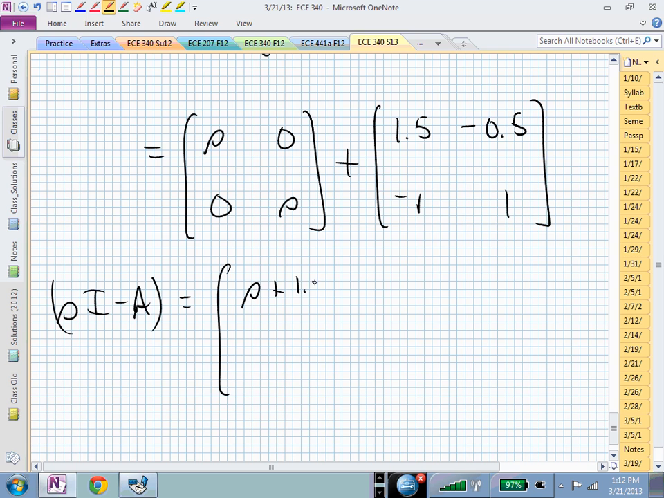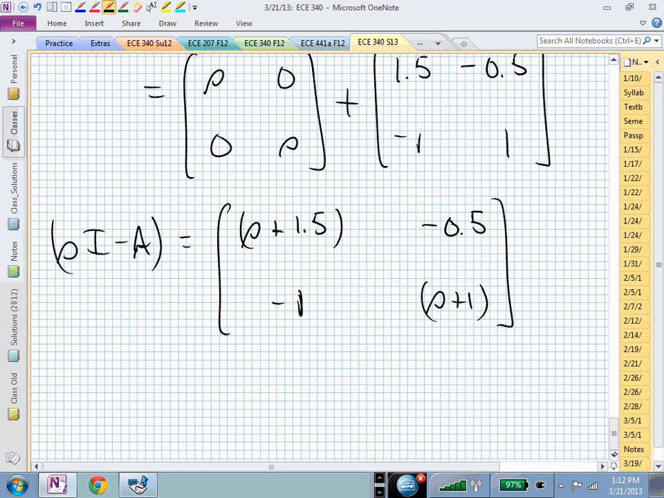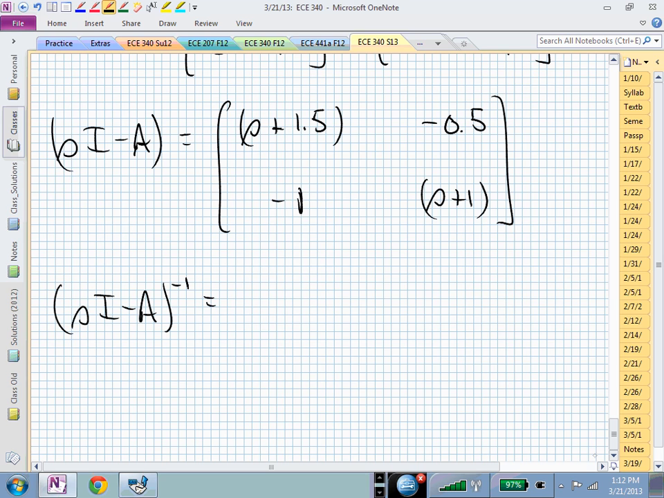S plus 1.5. That's in the 1, 1 entry of the matrix. Then I have a minus 1/2 in the 1, 2 entry. In the 2, 1 entry, I have a minus 1, and in the 2, 2 entry, I have an S plus 1. Again, that's just a 2x2 matrix. Now what I need to do in that expression is find the inverse of that matrix.